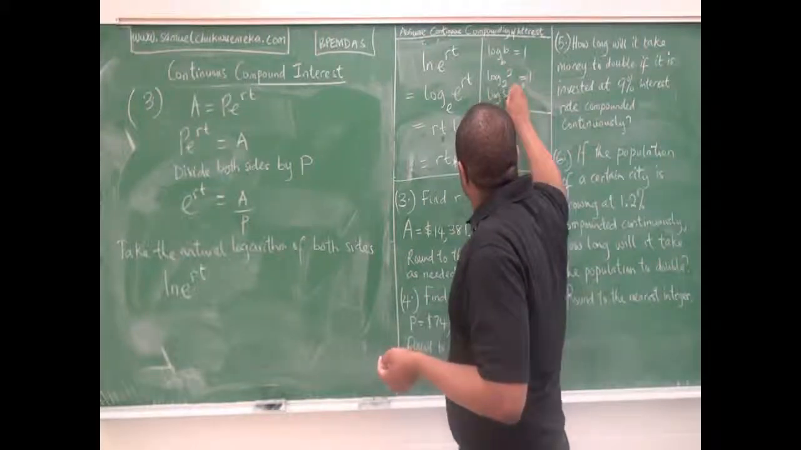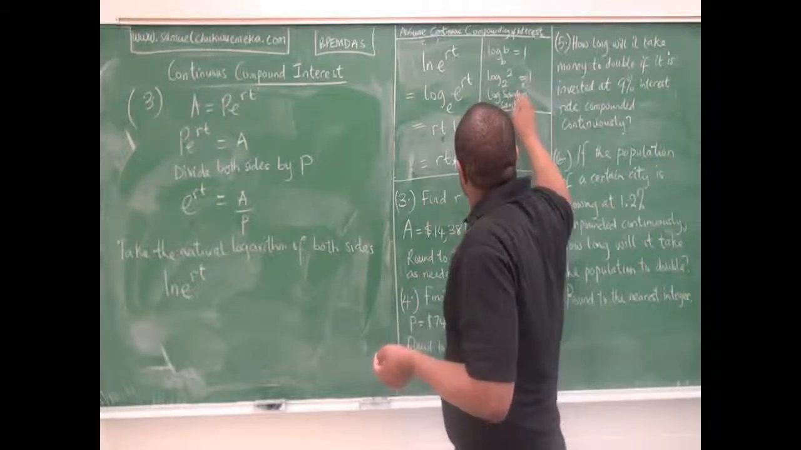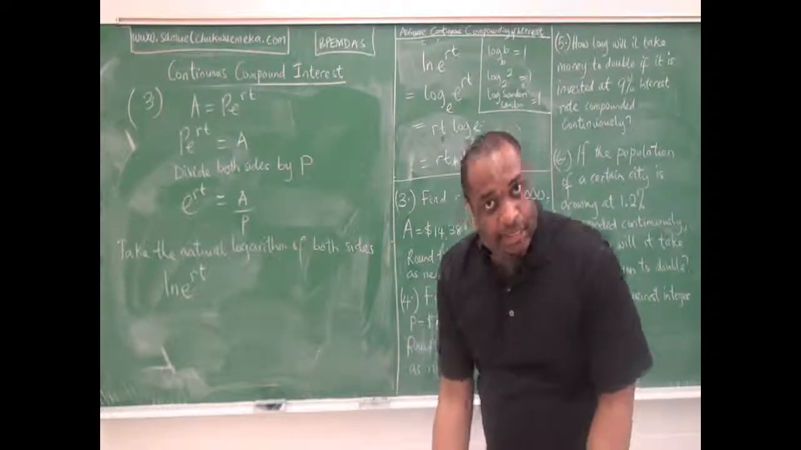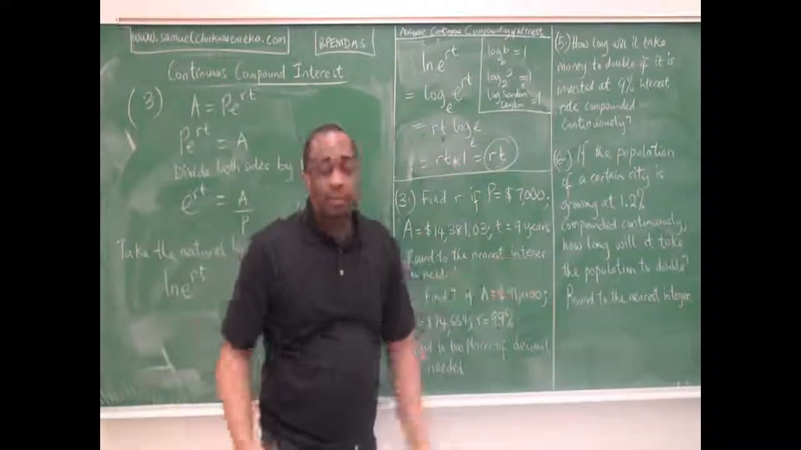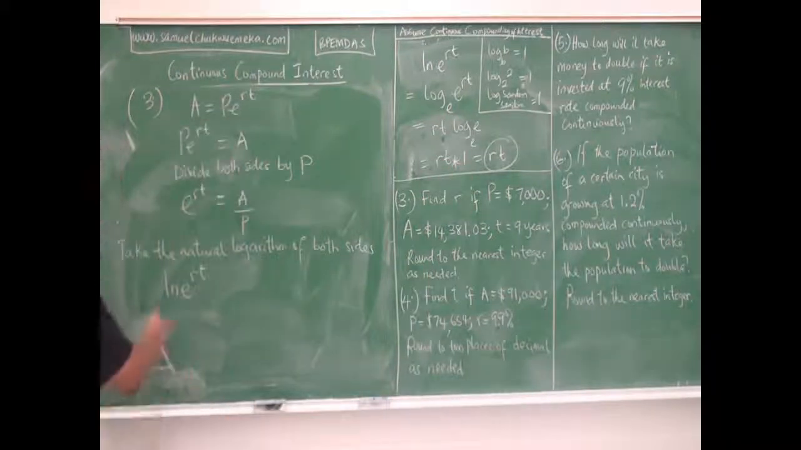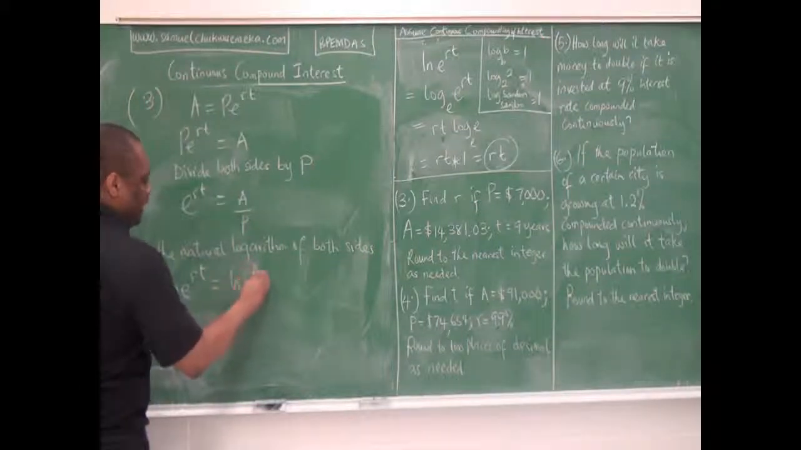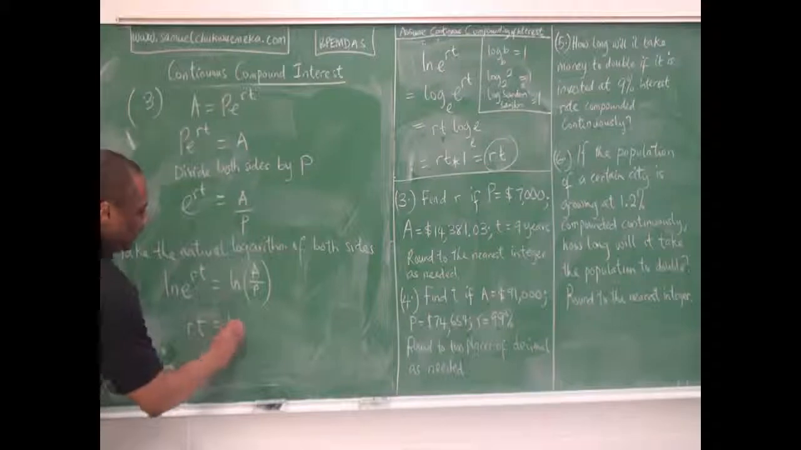Log of any number to the same base is 1. So log E to base E is 1. That's how you get it. So when we take the natural logarithm of both sides, this will now be ln A over P. So this gives you RT automatically. Will now be ln A divided by P.